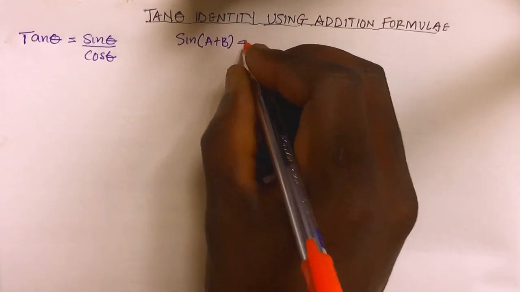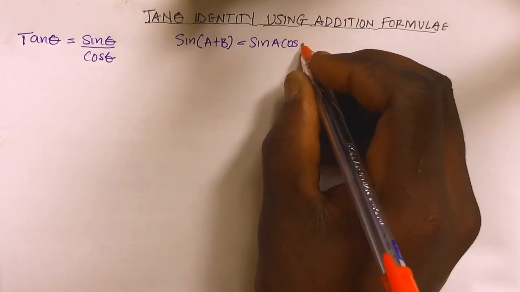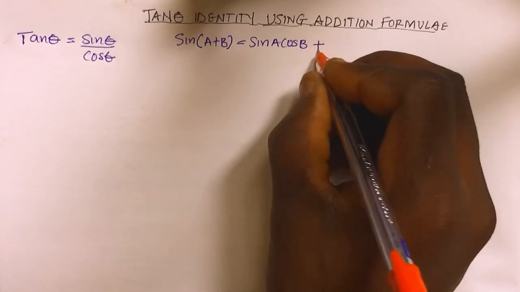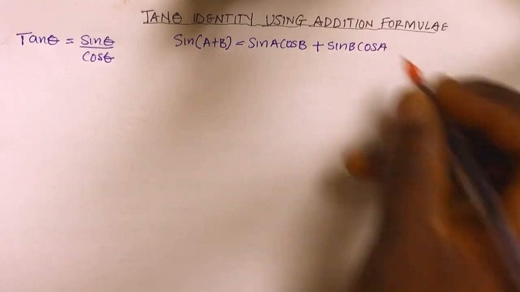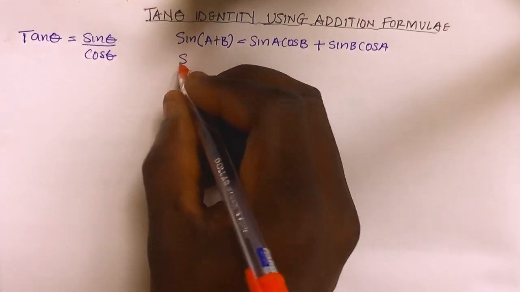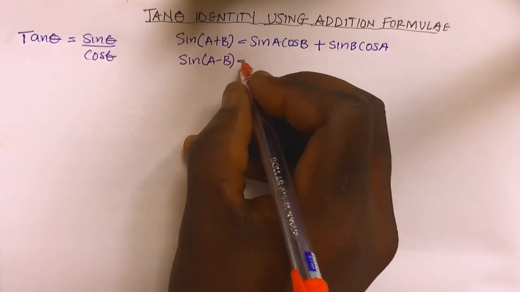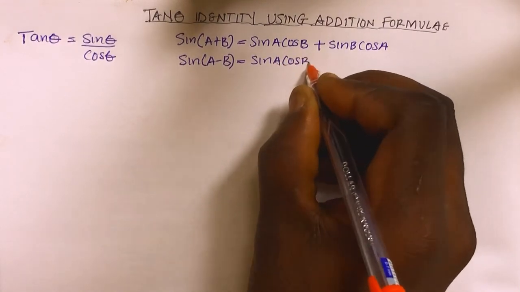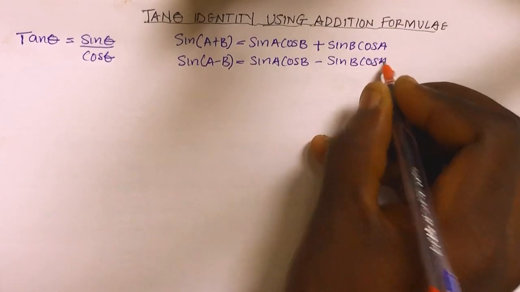sine A plus B, it's the same as writing sine A cos B plus sine B cos A. And we can also recall that sine A minus B equals sine A cos B minus sine B cos A.